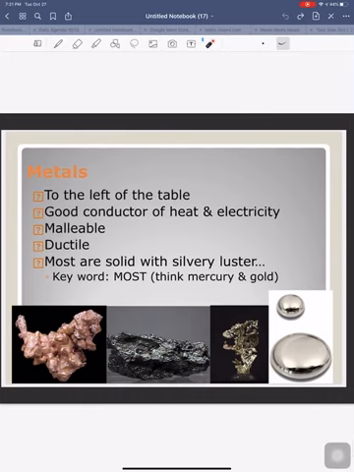Non-metals, not so much, as we will see, but that malleability also makes metals very effective if we want to make products with them or things like that. But metals are shapeable.